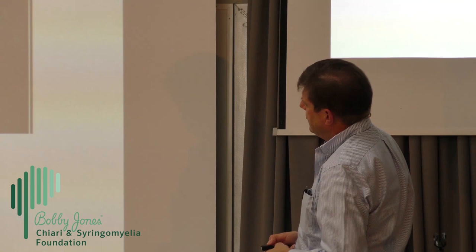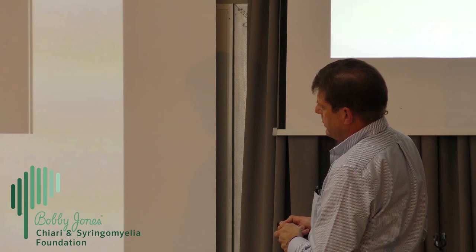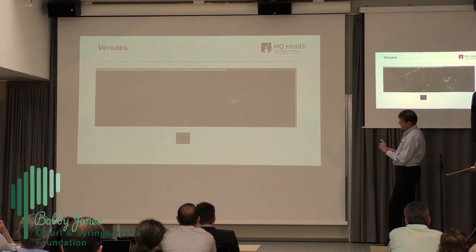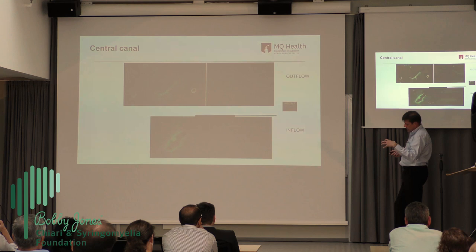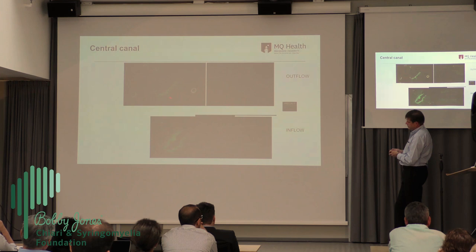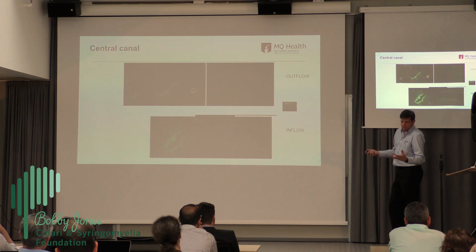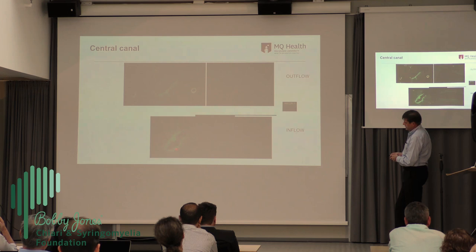And similarly in venules, so venules stain negative for smooth muscle, so there's no smooth muscle here. There is tracer both on inflow and outflow around these vessels. The central canal is of particular significance and interest to us. In outflow, in animals where the injection is into the spinal cord, there is CSF tracer that goes specifically between ependymal cells to reach the central canal lumen. And in inflow, as we and others have demonstrated on many occasions, there is flow that reaches the central canal specifically from perivascular pathways, in between ependymal cells, to reach the central canal lumen.